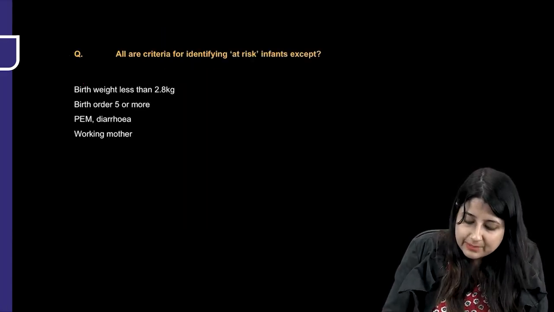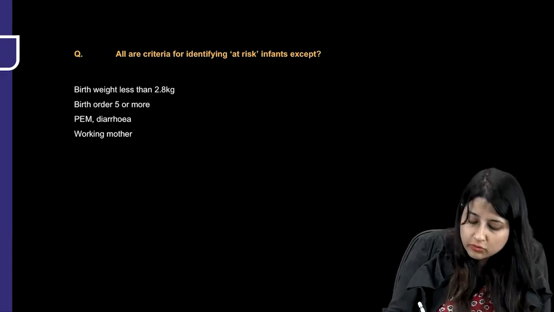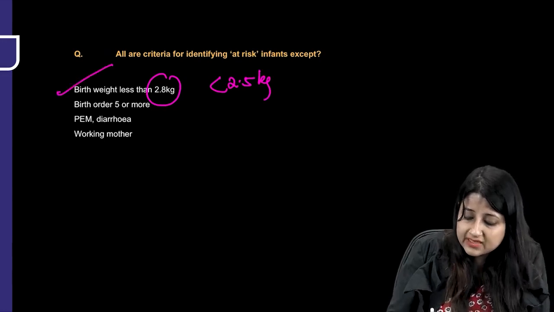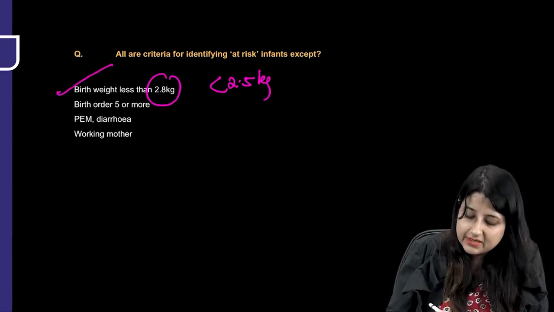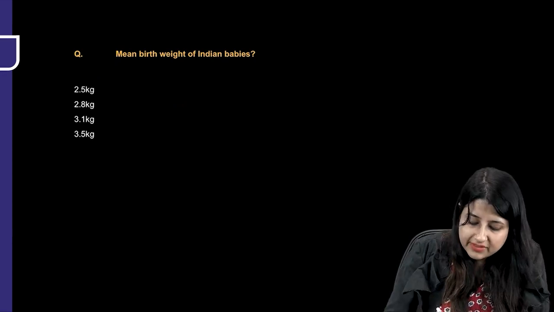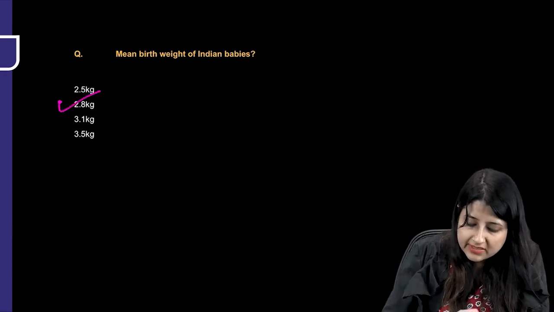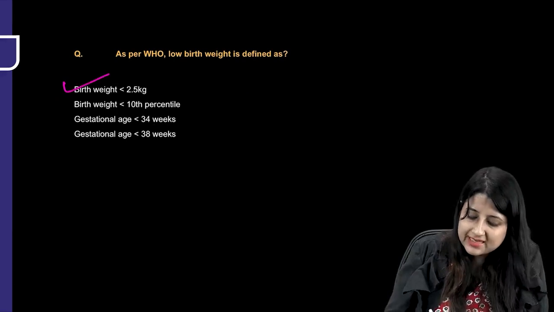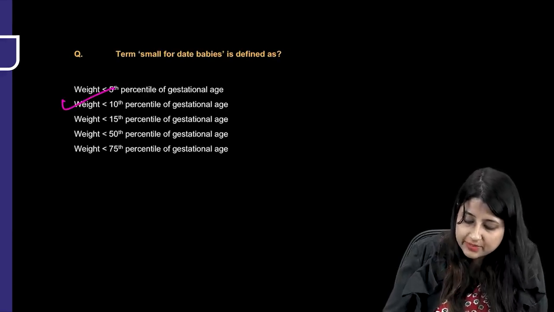At risk infant, except birth weight less than 2.8? No, 2.8 is the average. It is less than 2.5. Like a working mother is at risk infant. Mean birth weight of Indian babies we all know is 2.8 kg. Low birth weight is defined as birth weight below 2.5. Birth weight less than 10th percentile is small for date babies.